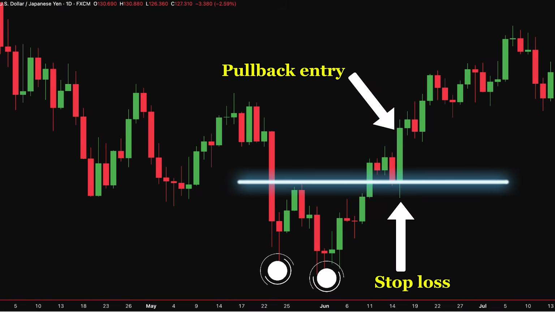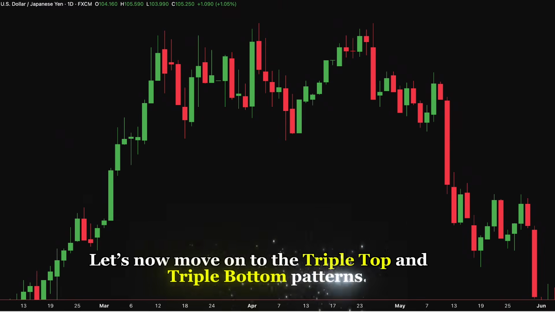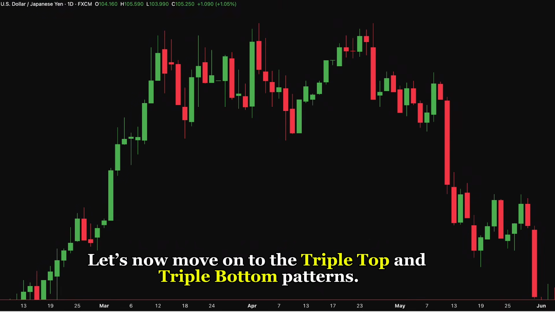Each method has its pros and cons, but understanding where and why to place your stop is what separates amateurs from pros. Let's now move on to the triple top and triple bottom patterns.